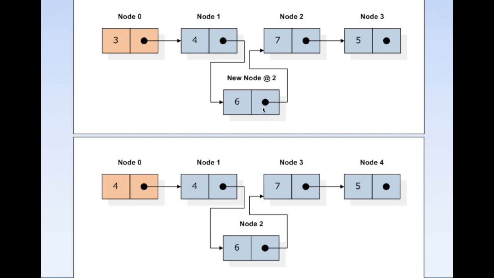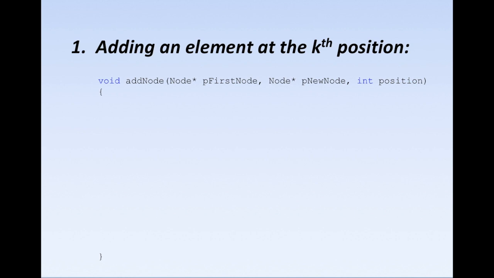So the 3 steps are, you have to copy this node. So the pointer of the new node is equal to the pointer that was pointing to node 1, which is this one. And the pointer of node 1 will be pointing to the new node, and we have to increment the count of elements in the linked list. Sounds good. So let's see how to add an element at the kth position using C.